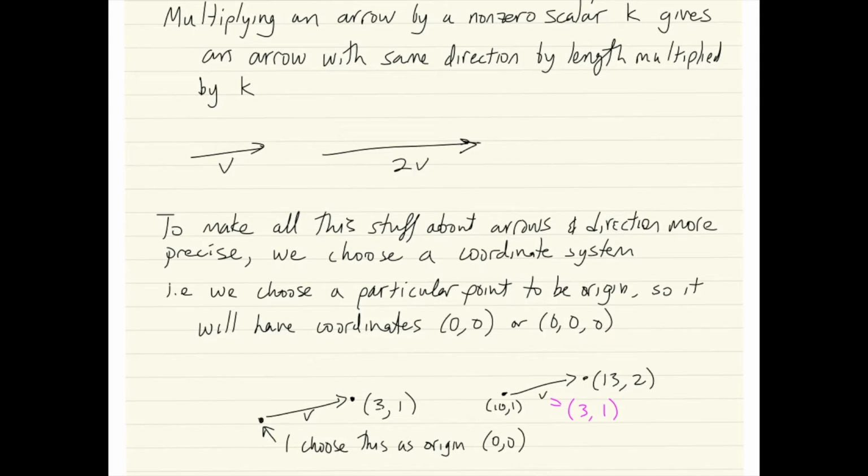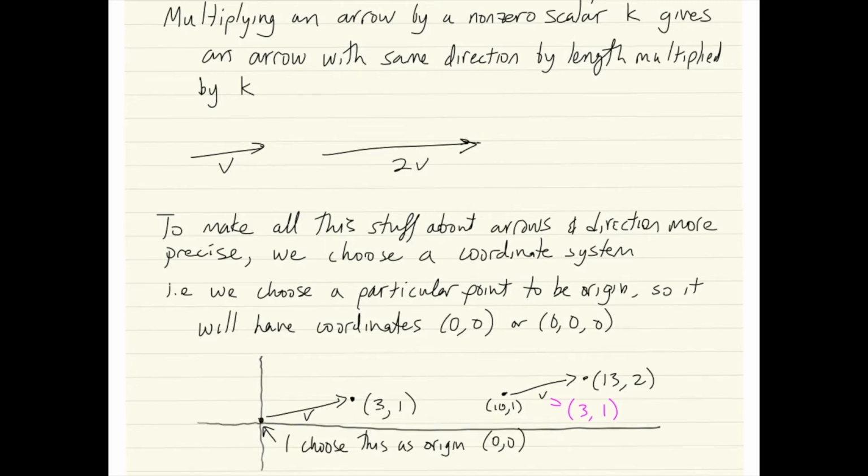So for example, this vector v here, we could think of it as beginning at a certain point, say 0, 0, and ending at another point, and that point will have coordinates 3, 1, for example, in the xy coordinate system. And so this is this vector v. It starts at 0, 0, ends at 3, 1. Let me draw in the xy coordinate axes.